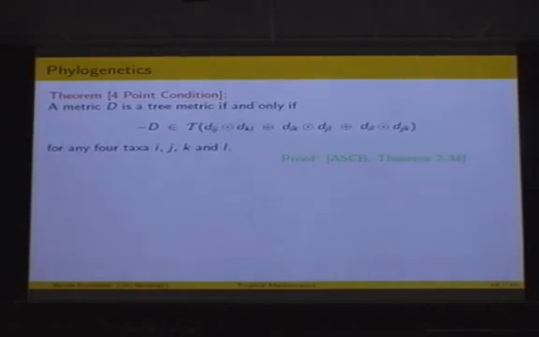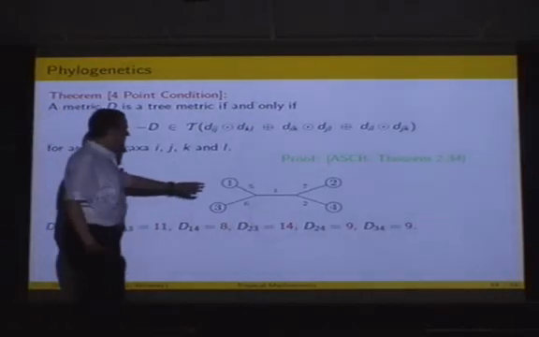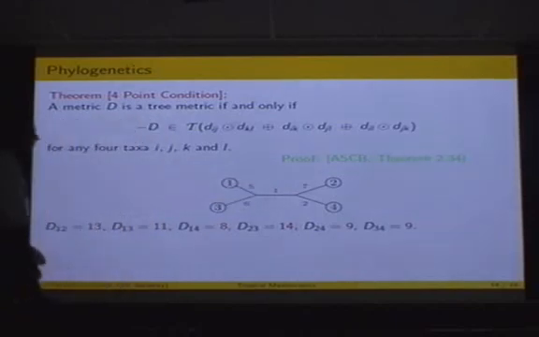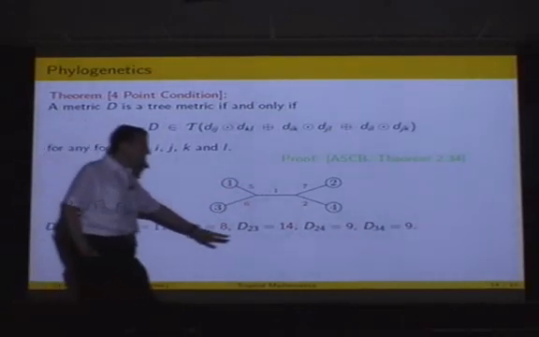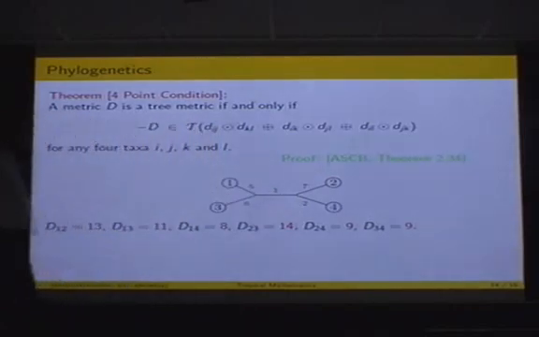So let me illustrate this theorem in an example. So here is our tree again. So here's a tree with labeled weights on the edges. Here are the distances. So d12 is 1, 3, and so on. Distance from 3 to 4 is 9.